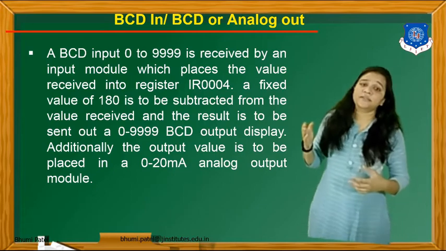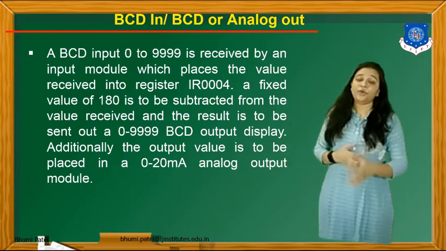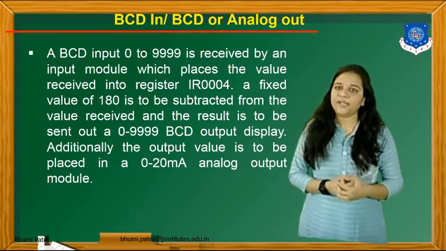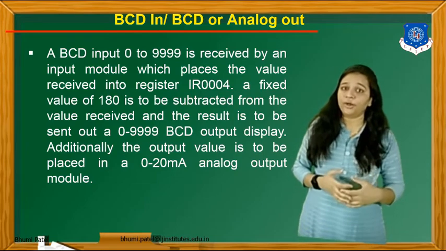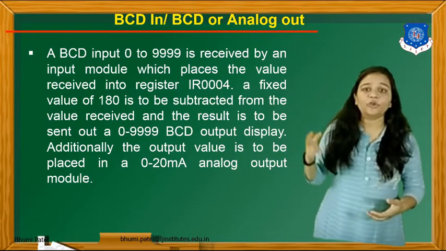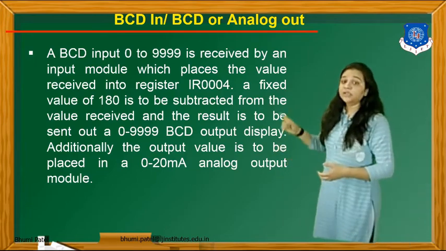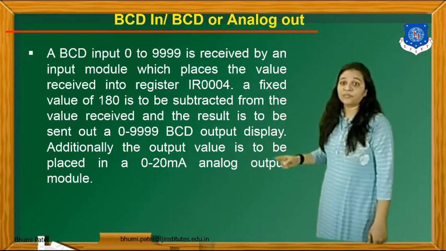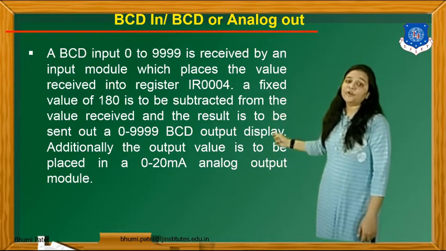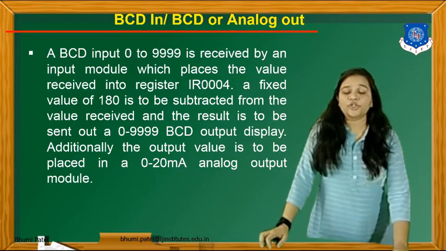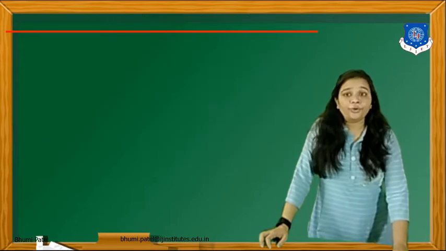So, reading this sentence, you have to be clear that a BCD input is given. So first of all, we have to convert this BCD value into binary, and two output displays are given. The first is the 0 to 9999 BCD output display and the second one is the 0 to 20 milliampere analog output module. So first of all we have to draw the two outputs.